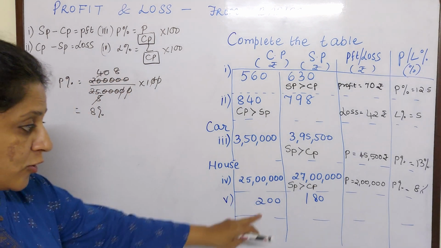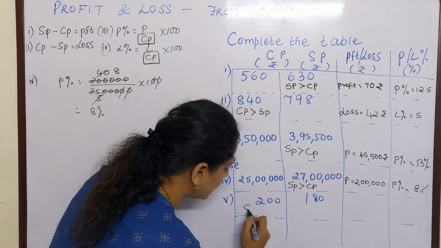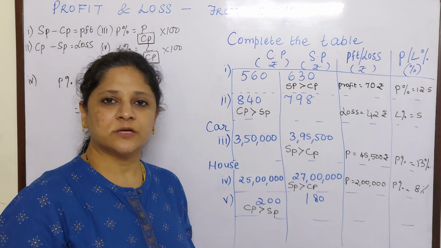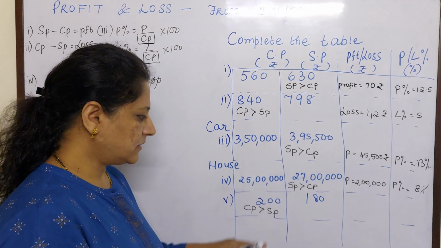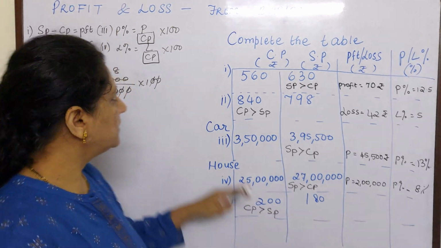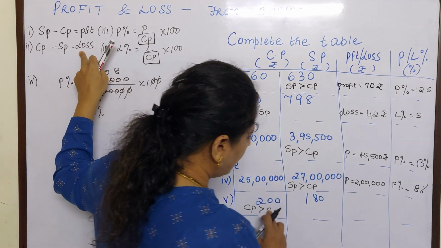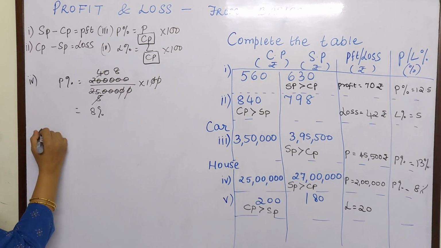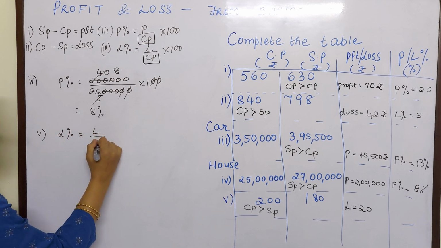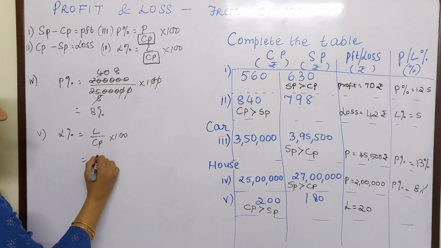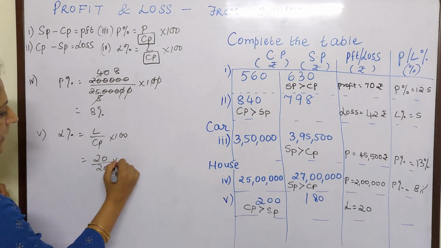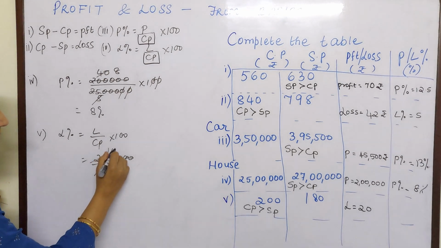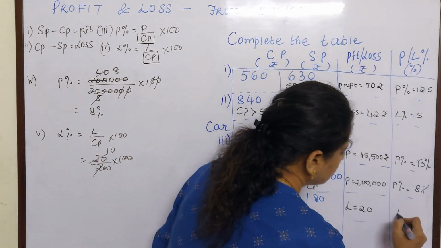Now here cost price is bigger than selling price. So it is a case of loss. And whatever profit or loss, how do you find out? Minus. Which is bigger? CP is bigger. CP minus SP is loss. So 200 minus 180 is 20. So you have got loss. So what will be the loss percentage? Loss by CP into 100, that is 20 by 200 into 100. So these two zeros gone, these two zeros gone, 2 ones are 2, 2 tens are 20. So your loss percentage is 10.